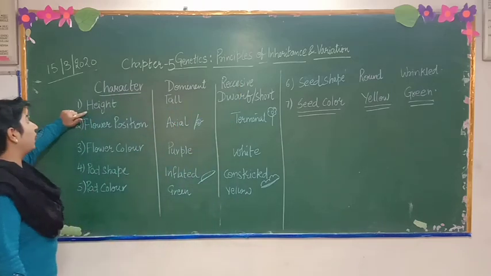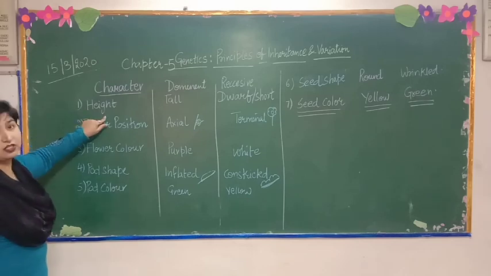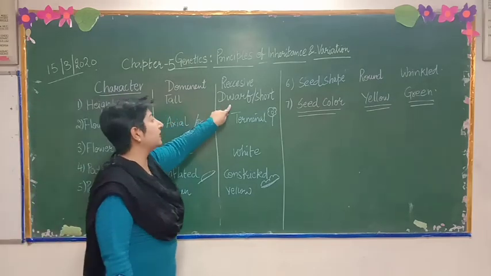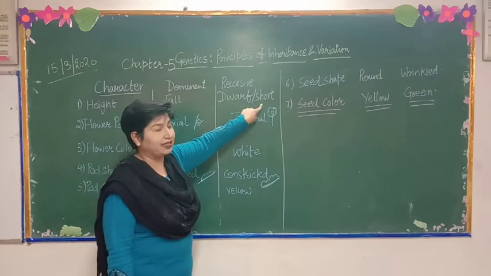Now we will talk about them one by one. The first character which he found in the pea plant is height. Tall is the dominant height, and the recessive height is dwarf, or we can say short-heighted.